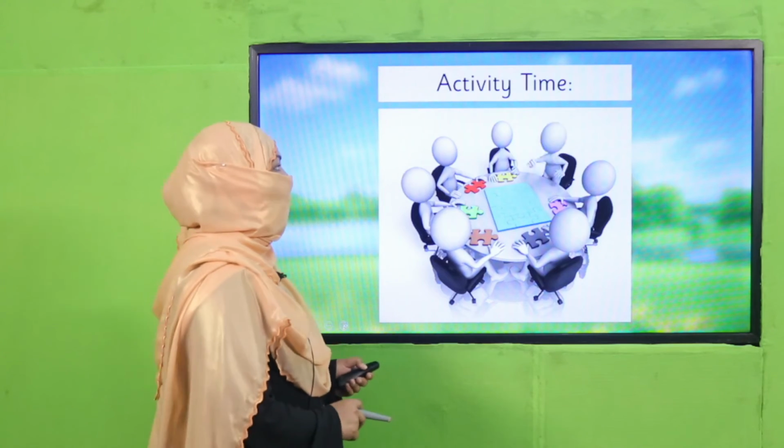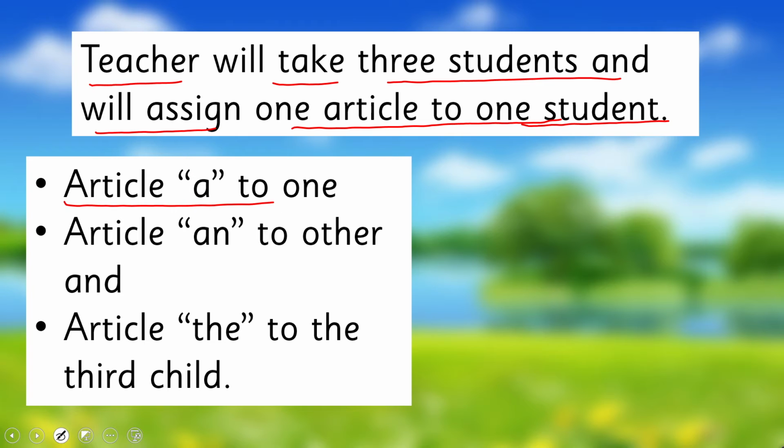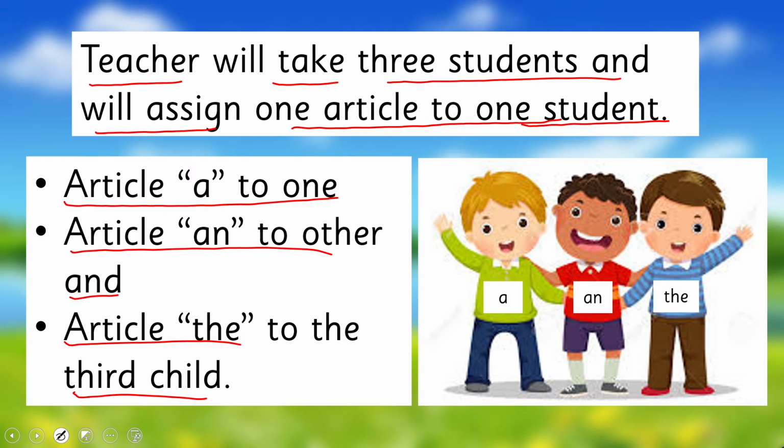Do you understand whatever I told you? That's good. So it's time. I'm going to check it. And how do we check it? Through an activity. What are we going to do? The teacher will take 3 students and will assign one article to each student. Article "a" to one, article "an" to another, and "the" to the third child, like this.